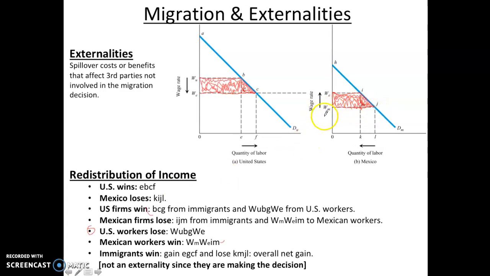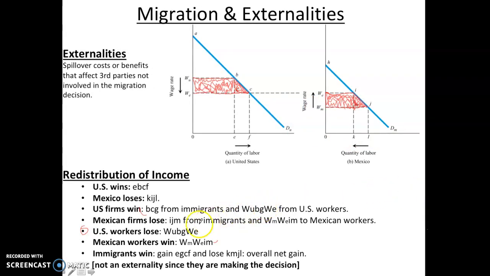You'll notice that this area here, WM to WEIM, is a loss to Mexican firms, but it's also a gain to Mexican workers. Okay, so the same area that is lost to Mexican firms is gained to Mexican workers. Of course it is. These workers that remain in Mexico now get a higher wage.